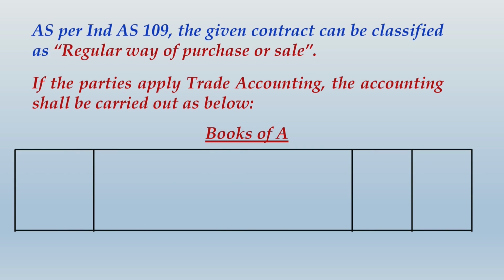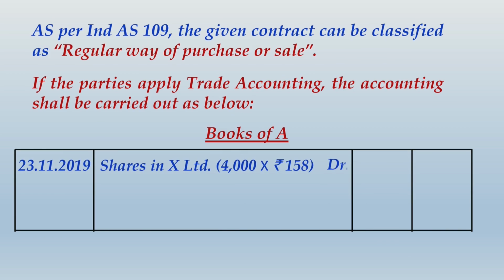What you will do is, at the trade date, that is on 23/11/2019, shares in X Limited will be recorded again at their fair value. Fair value in this case is 158. 4,000 into 158 gives you 6,32,000. On the other side, the contract price for this purchase or sale was agreed at 160, correct? So A will write to B's account 6,40,000. This is basically 4,000 shares into 160.